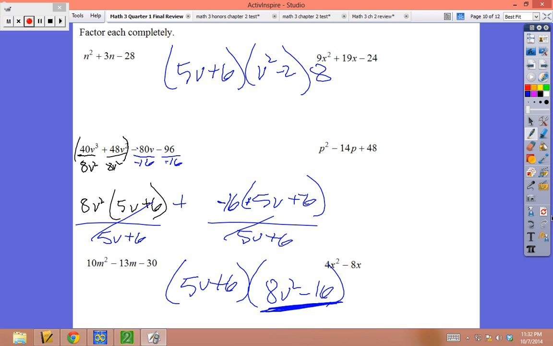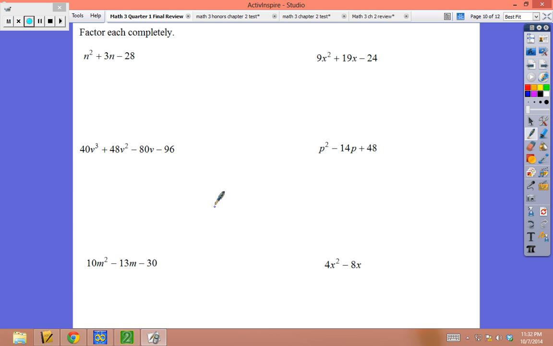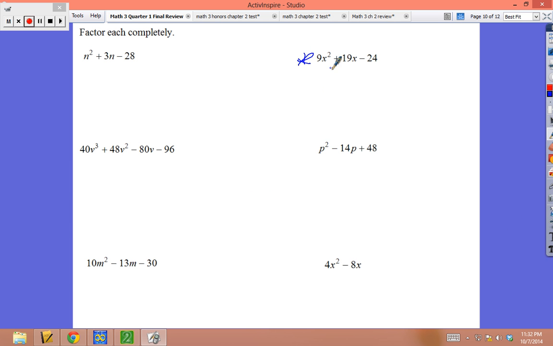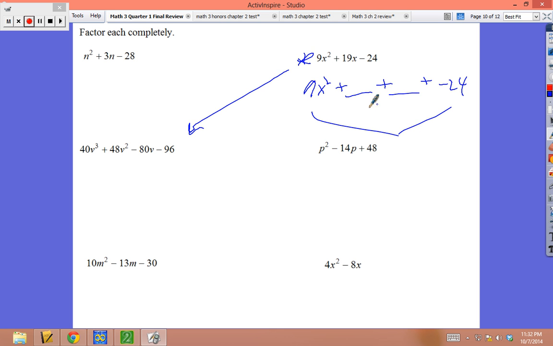Now, that leaves us with the hard ones. This guy. Okay, let's rewrite it. I want it to look like this guy. So I'm going to go 9x squared. I'm going to change this trinomial into a polynomial with four terms. And I know that the first times the last will equal the middle times the middle. So my calculator, 9 times negative 24 is equal to a negative 216.